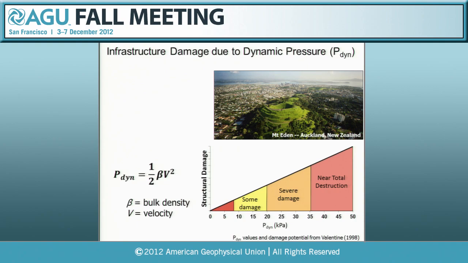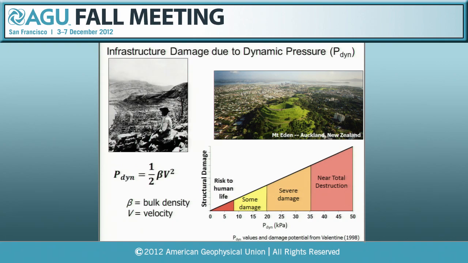And just to point out that you can get very severe to near total destruction of most man-made structures at about 35 kilopascals. And dilute PDCs can exceed 100 kilopascals proximal to source. So it's going to be important to constrain how quickly the dynamic pressure in these types of currents decreases as the particles are sedimenting and the velocity is decreasing.